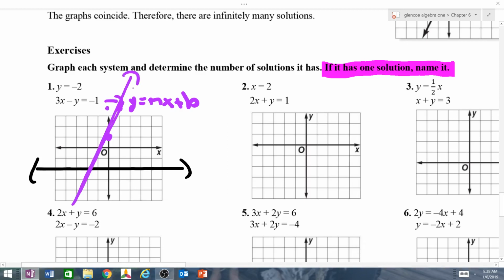Okay. So how many solutions does this system of equations have? How many? Can't hear you. One solution. And where does it intersect approximately? It intersects at -2, right here. Isn't that where they cross? Yeah. Here's -1, here's -2, and down 2.